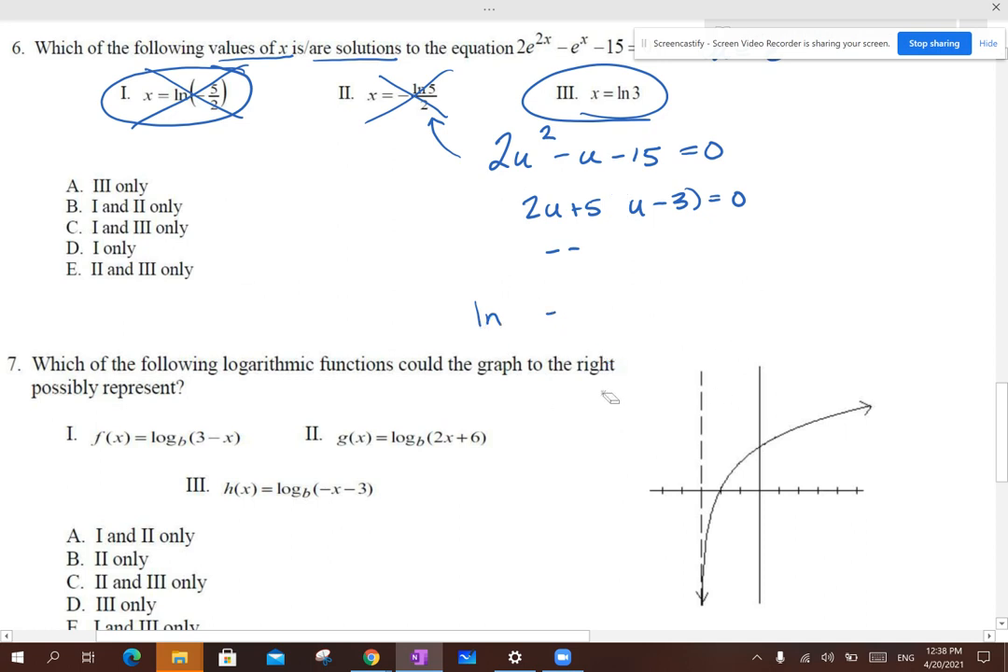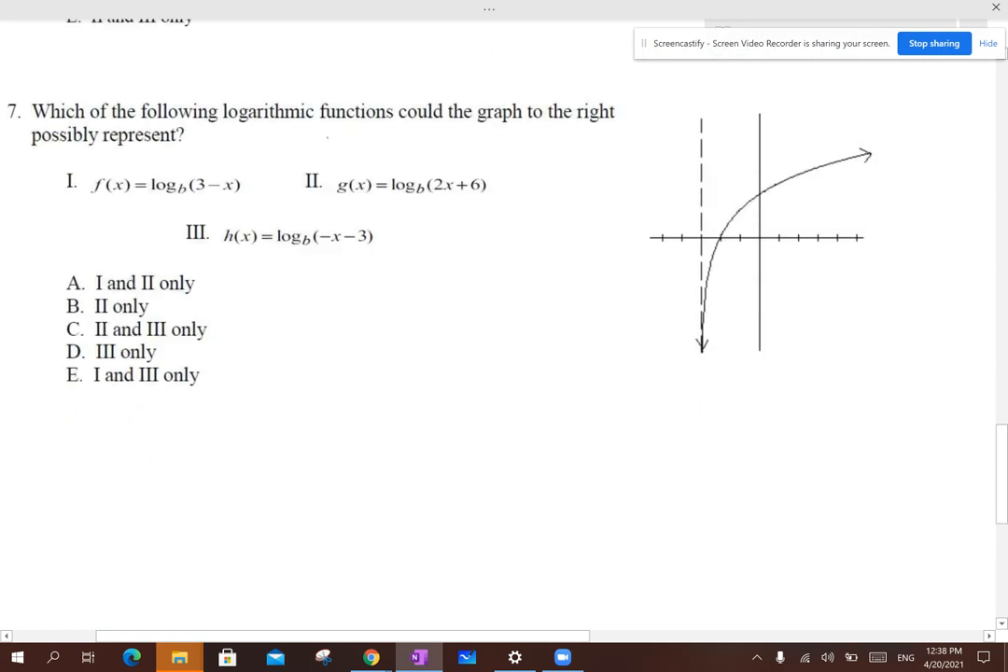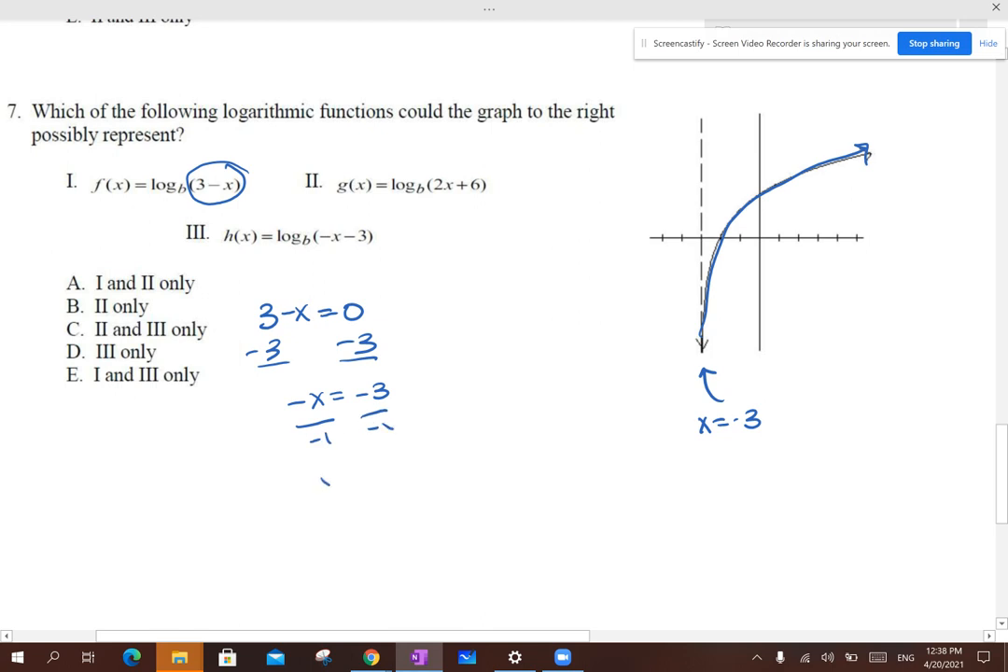And now let's take a look at number 7. It says, which of the following log functions could be the graph to the right? So remember though that I've got a vertical asymptote at x equals negative 3, and I am going to the right. So let's just take a look at each of these arguments. So 3 minus x is equal to 0, which gives me x equals 3. This gives me a vertical asymptote at x equals 3. So I know that that's not going to be right, okay?